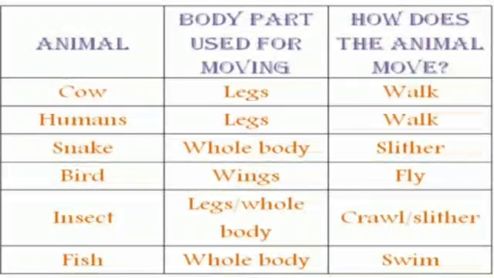Then birds. Birds use their wings for moving, and that movement is called fly. Birds fly for going from one place to another. Then insects use legs and their whole body for moving. When they use their legs, they crawl on the ground. And when they use their whole body, they slither. Fish also use their whole body, and that movement is called swim.